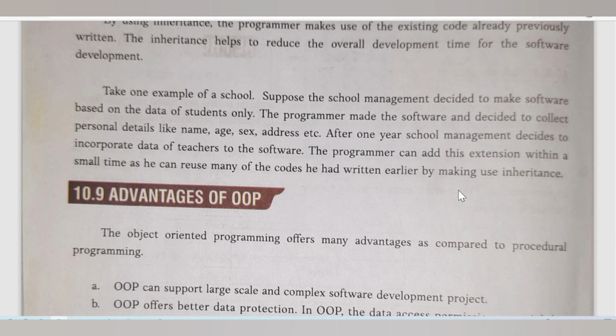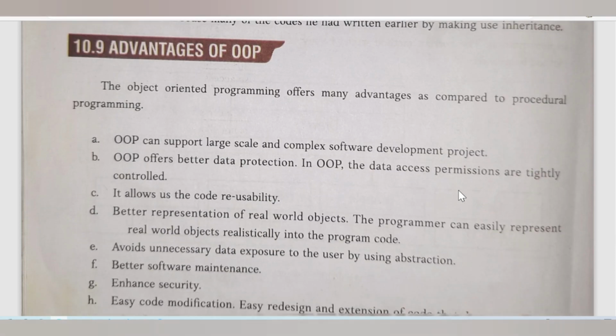As the programmer already wrote the code to collect the students' data, now the programmer can access the properties of that student class and reuse it to make another class for teachers to collect teachers' data by adding some extra fields or attributes. This is called inheritance. By that the programmer can save time.